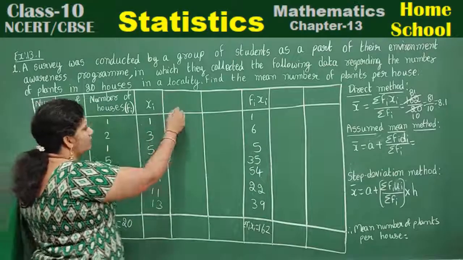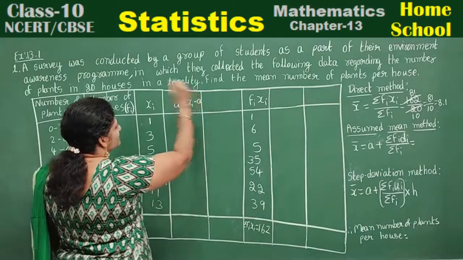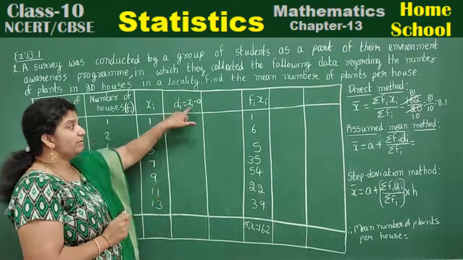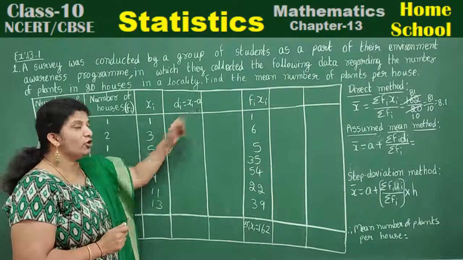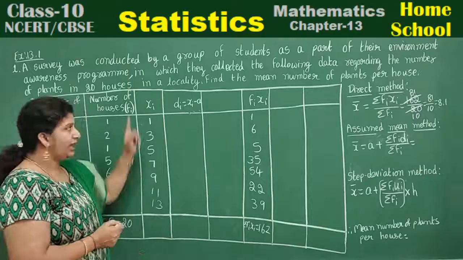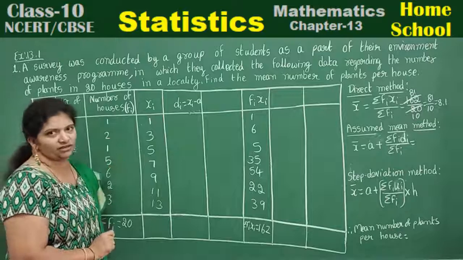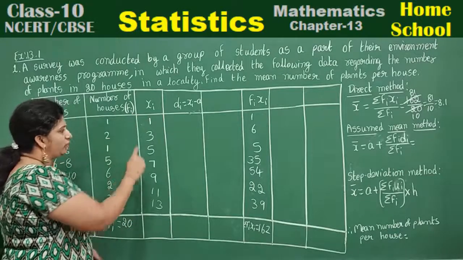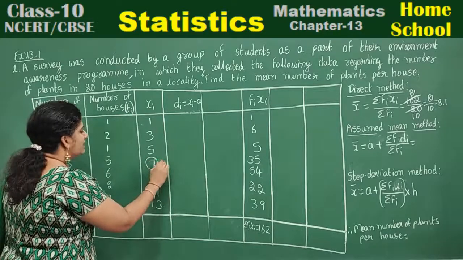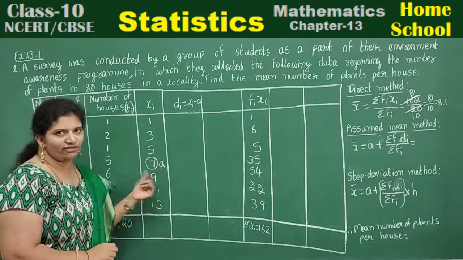Now, next column, I just go with di, xi minus A. What is the deviation? xi minus A. Before doing this column, we should know what is A. Where do we select A? In scores. In xi column, you need to pick any one score as assumed mean. Better try to pick the middle score. How many scores you have? 7 scores you have. So let us take 7 as assumed value.